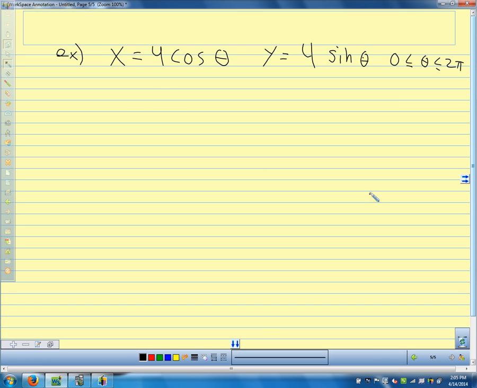Looking at these equations, anybody have a guess on what the graph would be? What is it? Circular? What makes you think it's going to be circular? Okay, so we're thinking about the unit circle, and we know that on the unit circle, the x is the cosine of the angle, and the y is the sine of the angle. And as we increase our theta, we travel around the unit circle. What is a 4 going to be doing to this? We end up with a radius of 4. So we're going to guess this is a circle, radius 4.